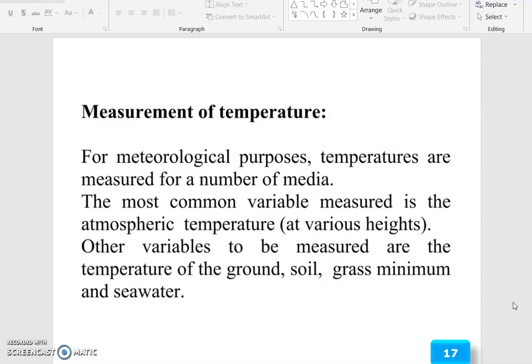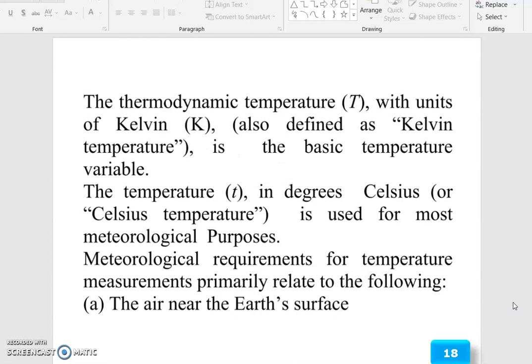The measurement of temperature. For meteorological purposes, temperatures are measured by a number of media. The most common variable measured is the atmospheric temperature at various heights. Other variables to be measured are the temperature of the ground, soil, grass minimum and sea waters. So the thermodynamic temperature T, with unit of Kelvin, also defined as Kelvin temperature, is the basic temperature variable. The temperature t in degree Celsius or Celsius temperature is used for most meteorological purposes.